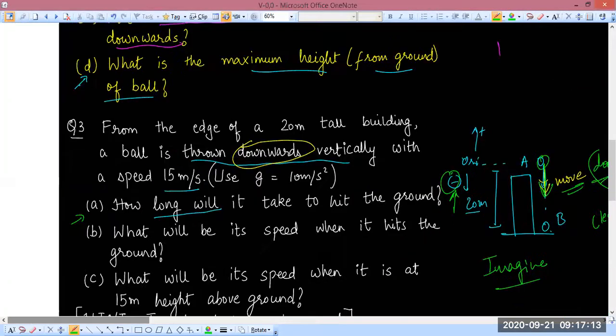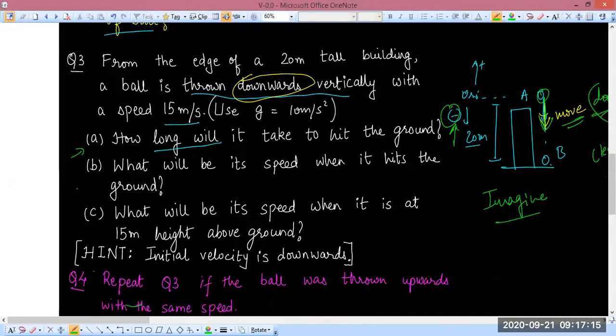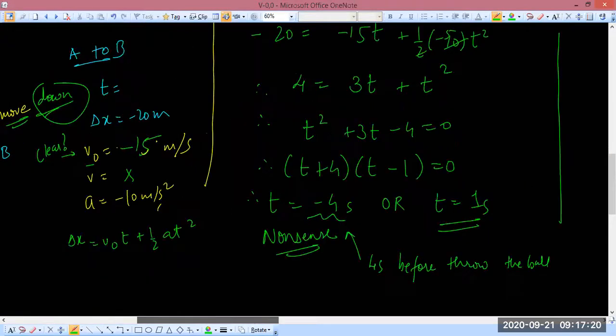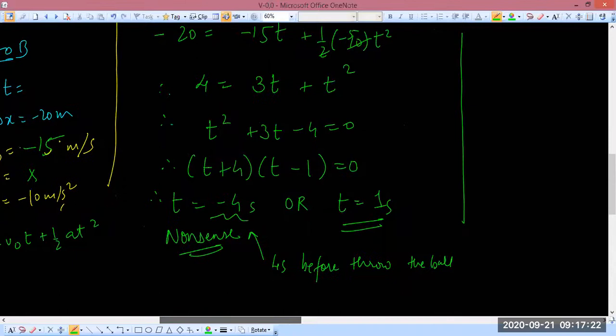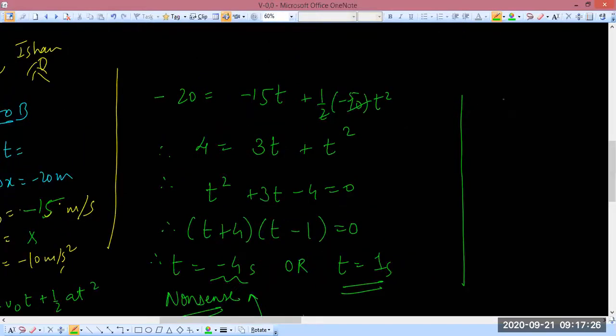Fine. Let's go to the next one. B. What is its speed? We have already written everything. We just need to use the equation. I'm going to use the first equation to solve part B: V equal to V0 plus AT.